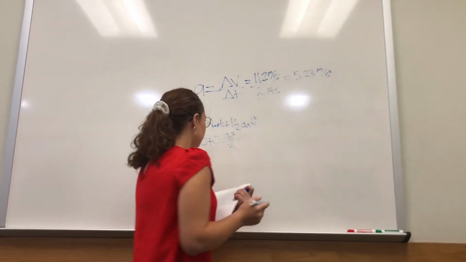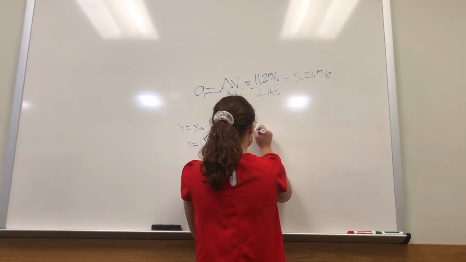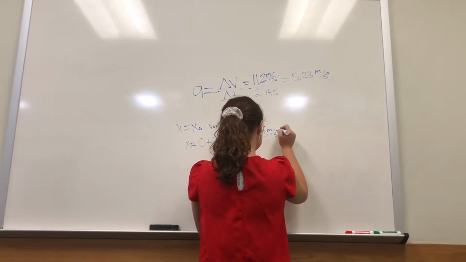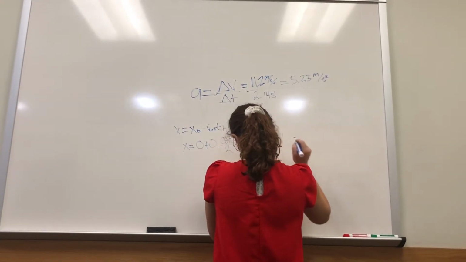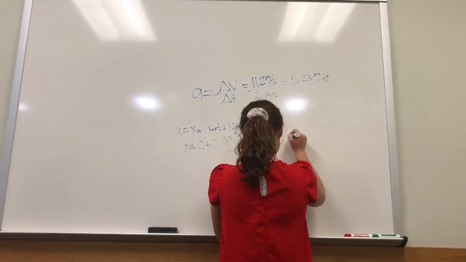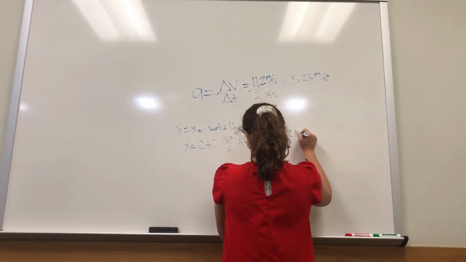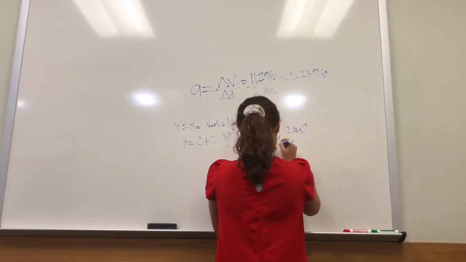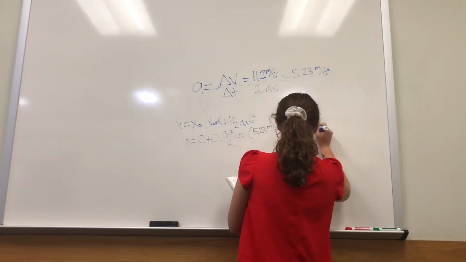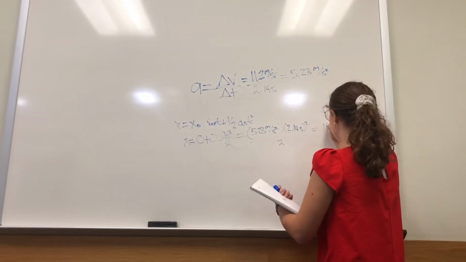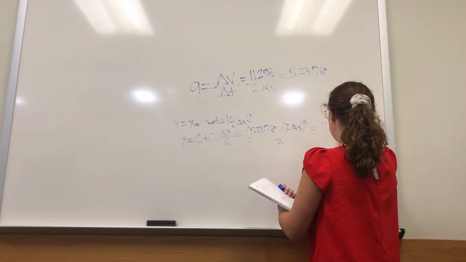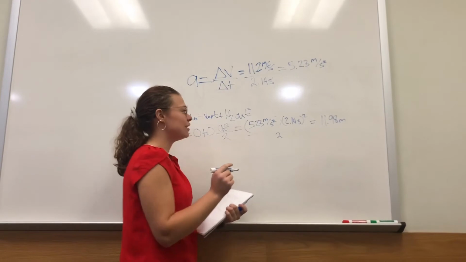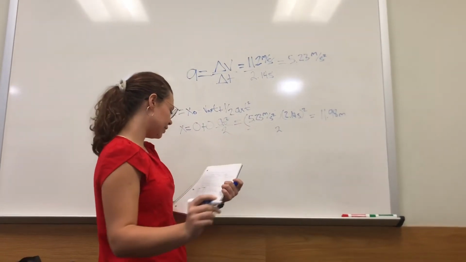So after that, we need to plug in our values. So our acceleration was 5.23 meters per second squared multiplied by our time, which was 2.14 seconds squared over 2. And that gives us that he ran 11.98 meters while accelerating.